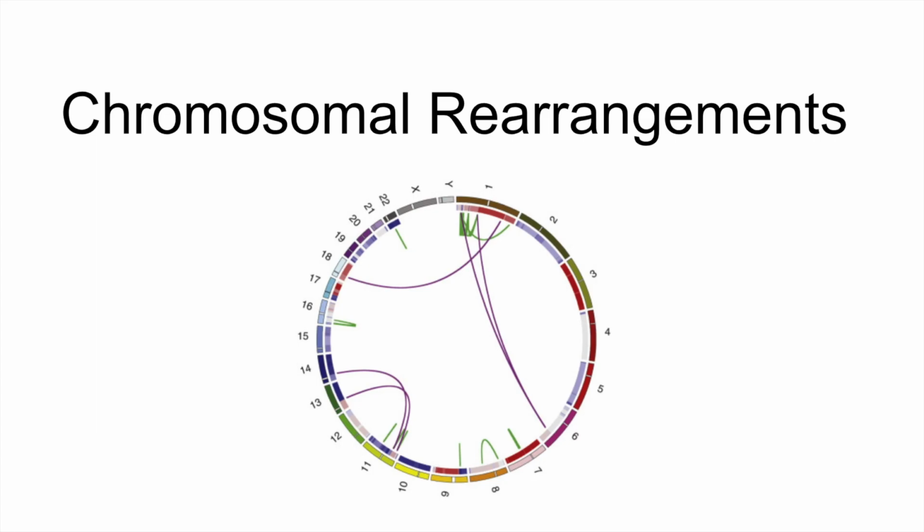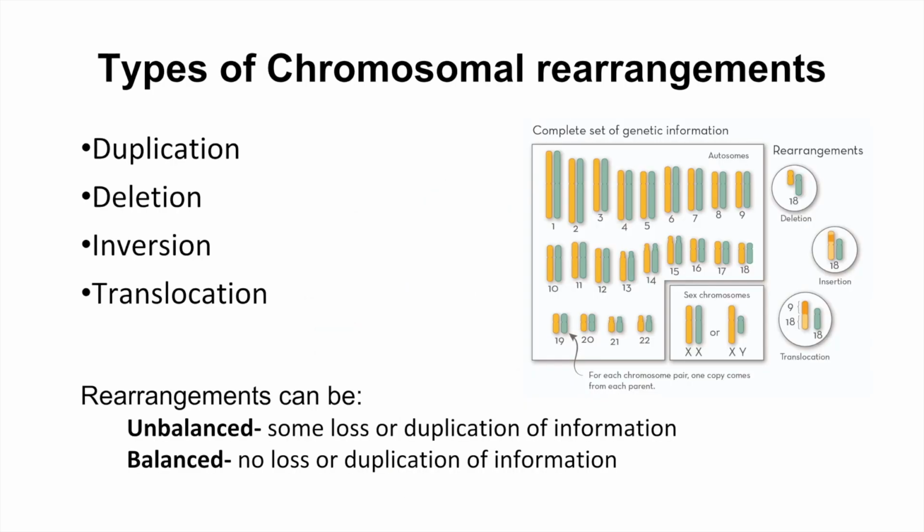The topic of this video is chromosomal rearrangements. The types of chromosomal rearrangements we'll be discussing are duplications, deletions, inversions, and translocations. Repairing of chromosomal breaks can cause these sorts of rearrangements. Rearrangements can be unbalanced, in which some loss or duplication of information occurs, or they can be balanced, where there's no loss or duplication of information.